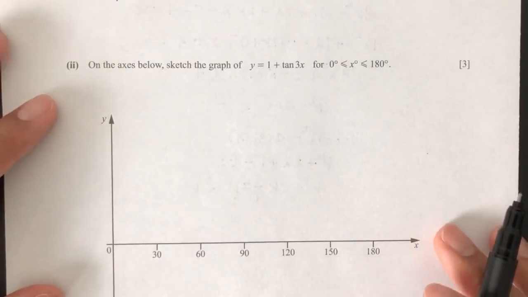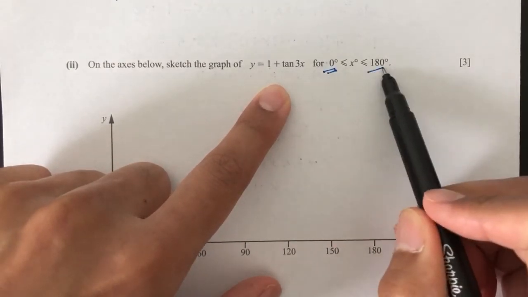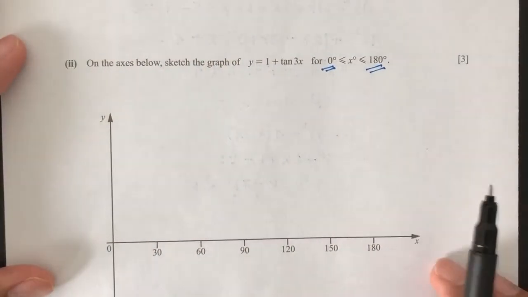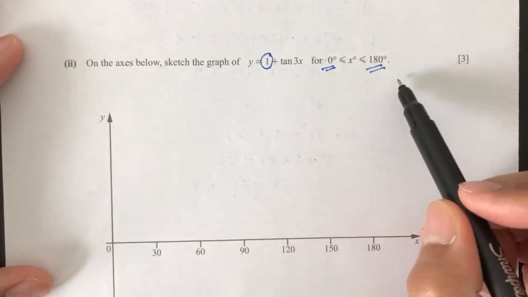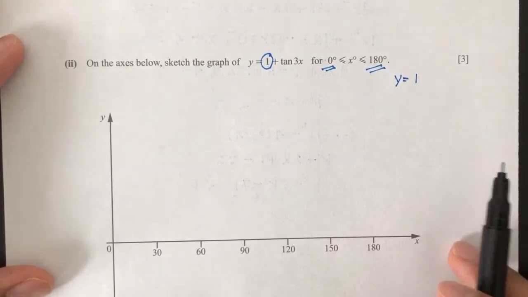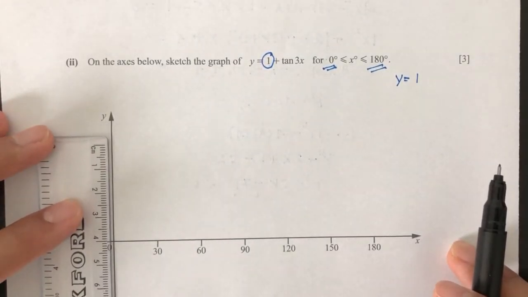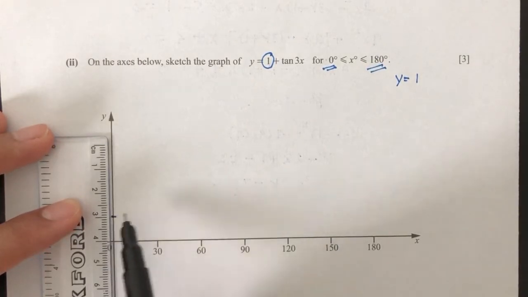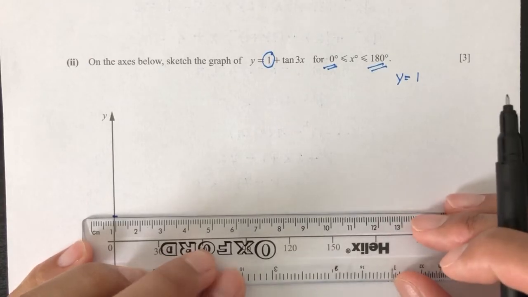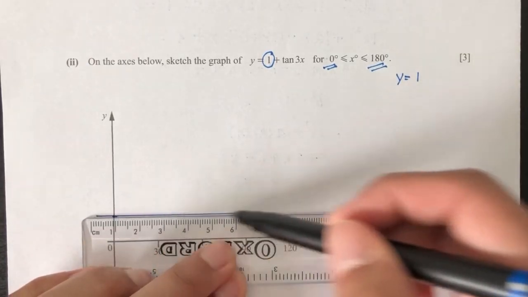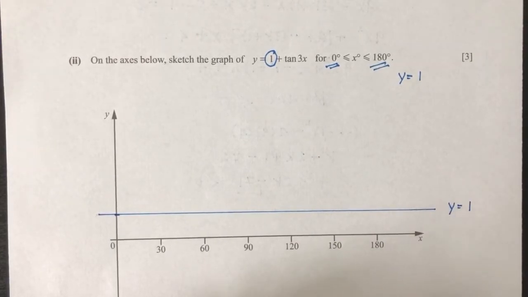Now for part 2, on the axis below, sketch this graph between 0 and 180. So the first thing we always do is we have to draw this line. This is the line y equal to 1, which is the baseline. So let's do that. So let's mark a point here to say this is y equal to 1.